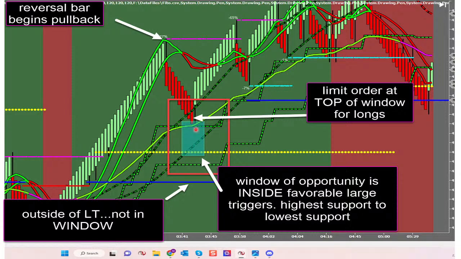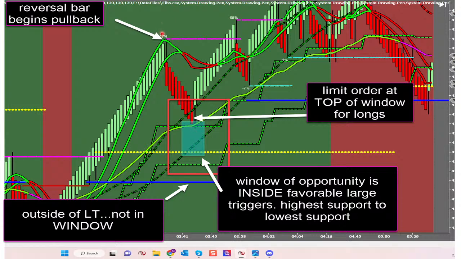I want you to always put "inside" in all caps. Your window of opportunity, the point where the market is most likely to continue, will extend from your highest point of support to your lowest point of support inside of what we call favorable large triggers. Favorable large triggers mean they're trending one on top of the other. The wider these triggers are from one another, the bigger this window gets, which means the more risk you're going to have on a trade.